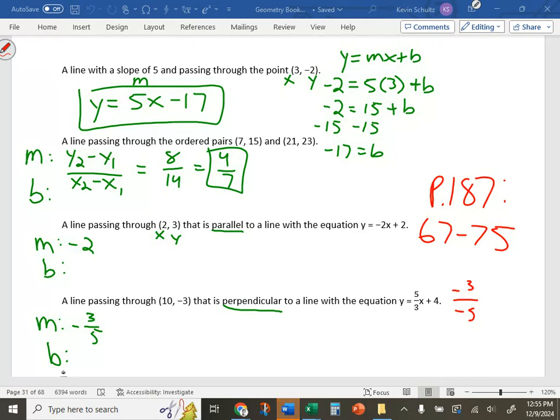Gus, hold up. When you have a negative fraction, there's only one negative sign. That sign can either go out in front of the whole fraction, or you can think about it as negative 3 over positive 5. You can even think about it as positive 3 over negative 5. So there's only one negative sign.